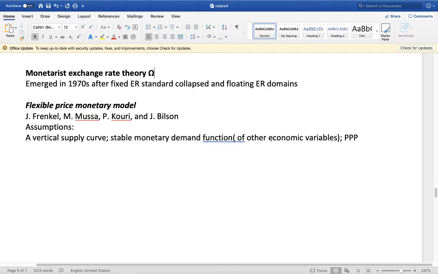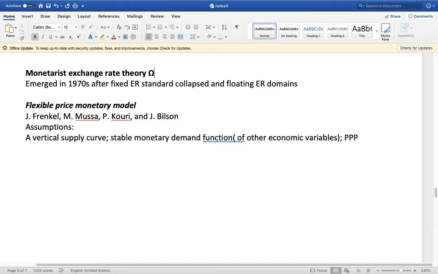This theory, monetary exchange rate theory, has some different models. The first, the flexible-price monetary model, assumes that the domestic and the foreign currency can be fully substituted for each other. That is, interest rate parity without collateral is established. The supply and demand equilibrium can be achieved in two markets simultaneously.